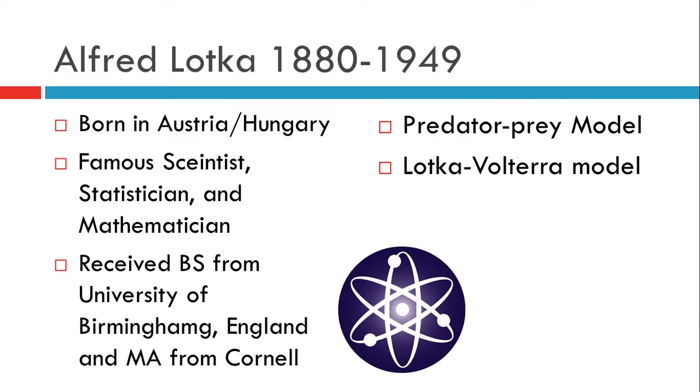Alfred Lotka was born on March 2, 1880 in Austria-Hungary, which is now formerly part of Poland. Lotka grew up with a passion in math and science. He was a famous statistician, scientist, and mathematician, pursuing educations with a Bachelor of Science from the University of Birmingham, and later migrated to America to pursue a Master's of the Arts in 1909 from Cornell University. Following these educational endeavors, Lotka ventured back to England, where he received his Ph.D.